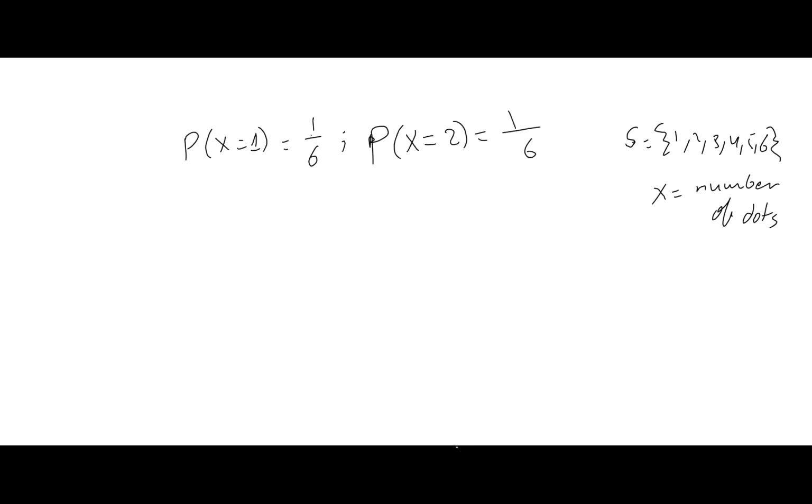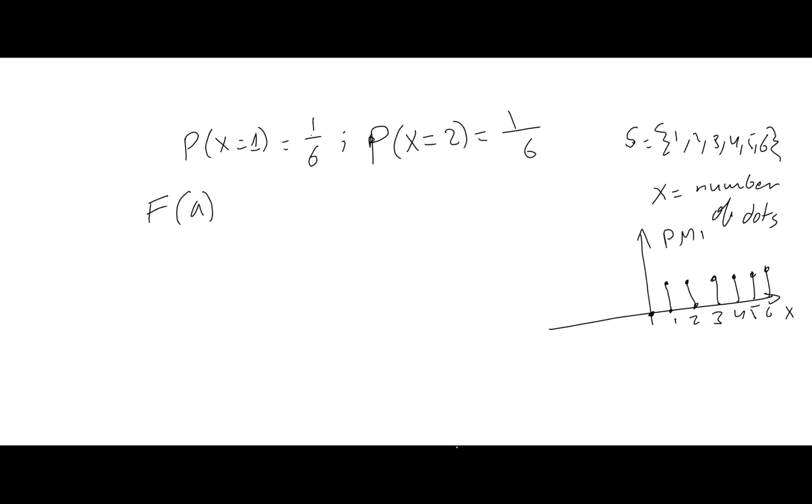Now we can define F(a) as the CDF. First, this is the probability mass function that we have. At x equal to 0, the probability is 0. At x equal to 1, the probability is 1 over 6, at 2 it is 1 over 6, and likewise at 3, 4, 5, and 6. This is called the probability mass function. The cumulative distribution function, the CDF, F(a), is the probability that X is less than or equal to a.